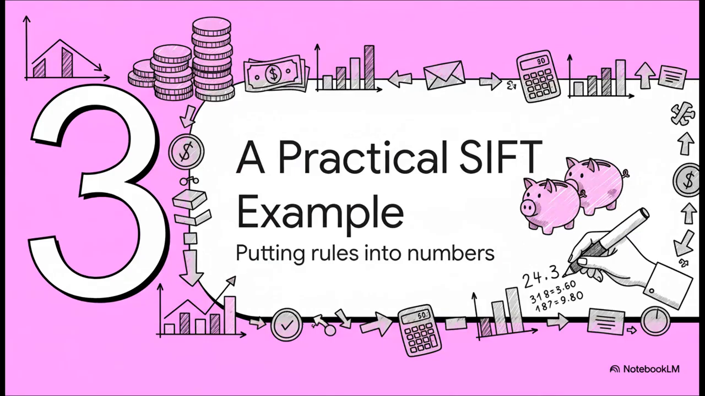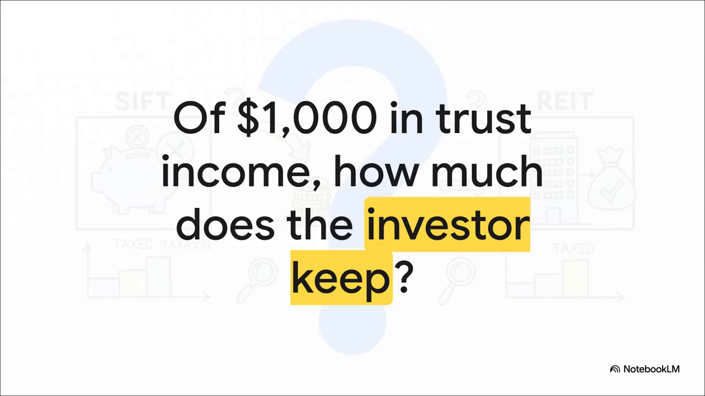Okay, that's the theory, but what does this actually look like for an investor's bottom line? Because honestly, the numbers really tell the story here. So let's walk through a practical example together. Let's frame this with a really simple question. Imagine a SIFT earns $1,000. After all the dust settles, after both the trust and the investor have paid their share of taxes, how much of that original $1,000 is actually left in the investor's pocket?